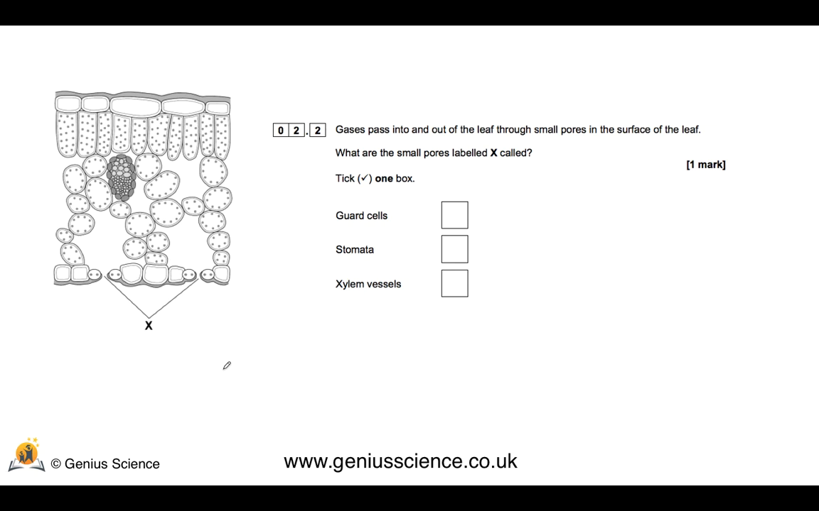On to question 2.2. So gases pass into and out of the leaf through small pores in the surface of the leaf. Small pores, they're just tiny holes. And what are the small pores labelled X called? So what's their scientific name? Because you can't say tiny holes. And we have 3 options: guard cells, stomata, and xylem vessels. So X, they are called stomata. The singular, so one of these, you would call it a stoma.